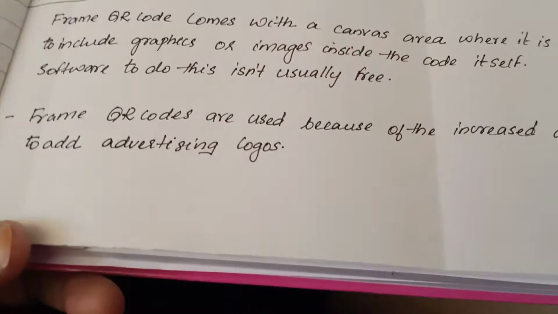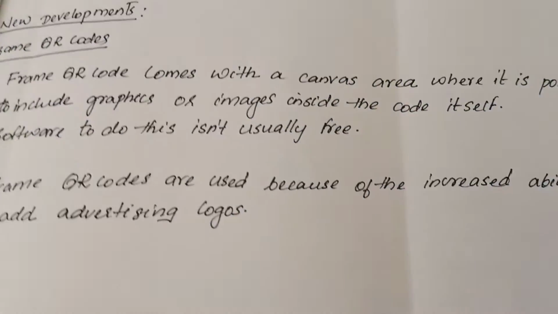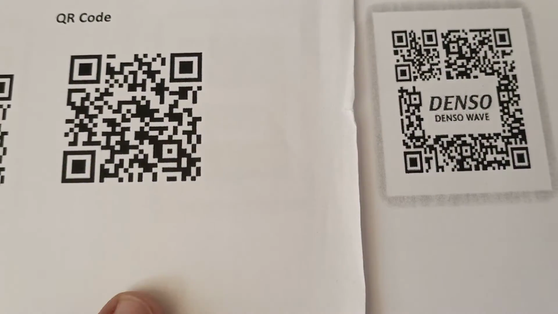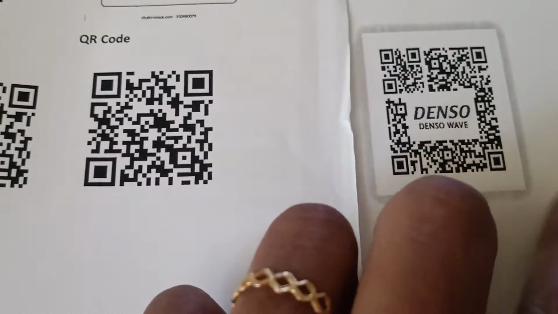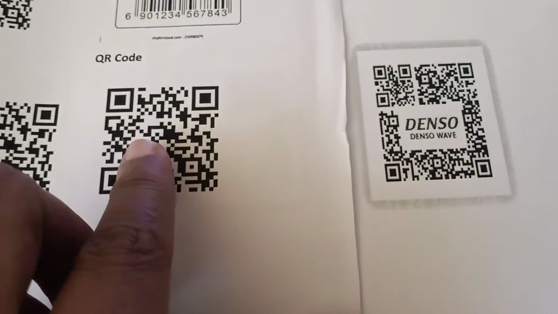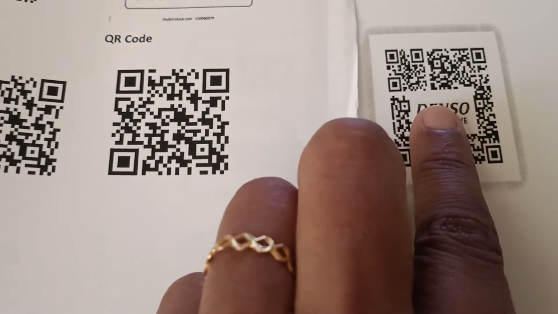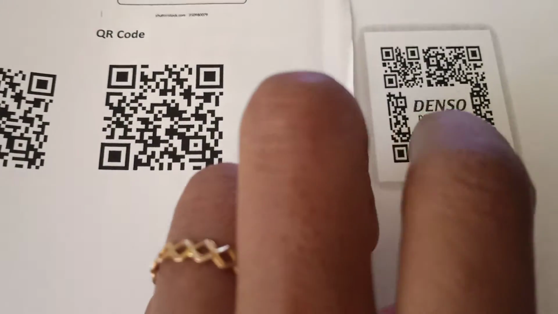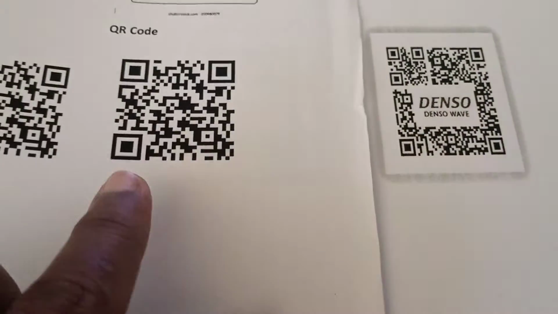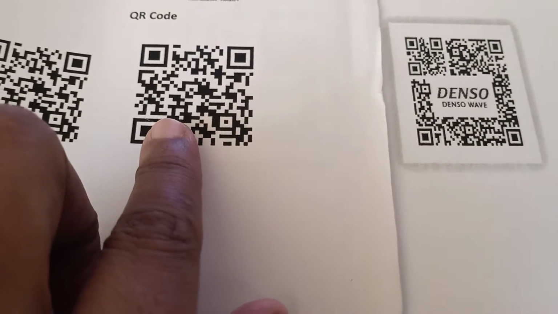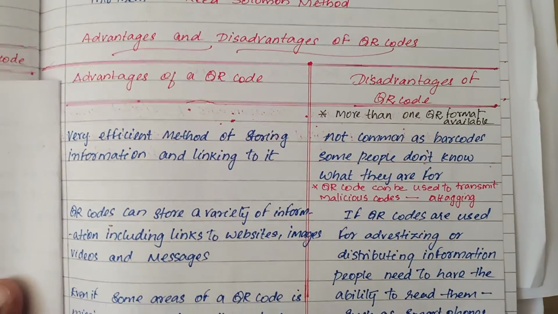I'll show that QR code once again so that you will be clear with the picture. See, you can easily find the difference. This is also a QR code and this is also a QR code. In this QR code's middle portion, you don't have that canvas area, whereas here you have that canvas area. So this is your frame QR code and this is your normal QR code. A QR code can normally store 7,000 digits.